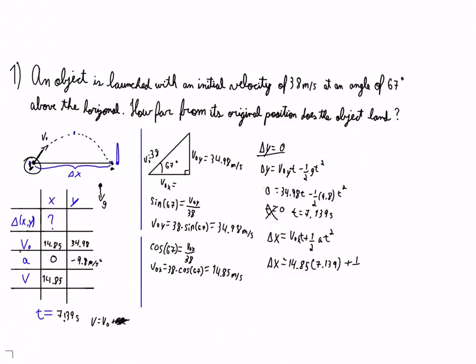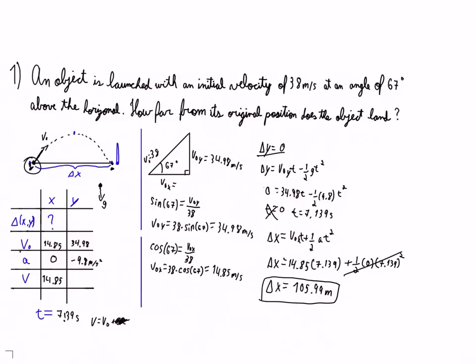Okay, plus 1/2 times 0, because we determined that the acceleration in the x direction is always 0, multiplied by 7.139 squared. So since this is 0, we just cross that one out. So delta x would just be equal to 14.85 multiplied by 7.139. And when you plug that into your calculator, you're going to get that delta x will be equal to 105.99 meters. And that will be the answer to the problem.